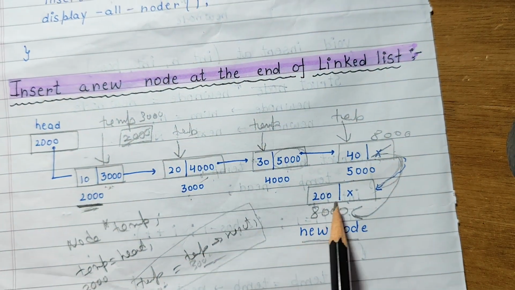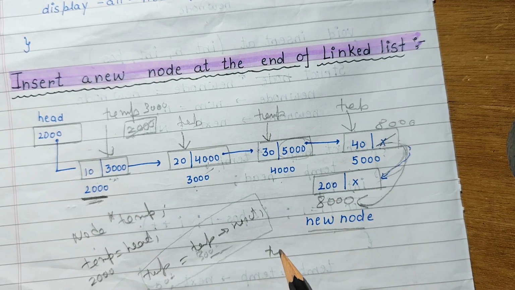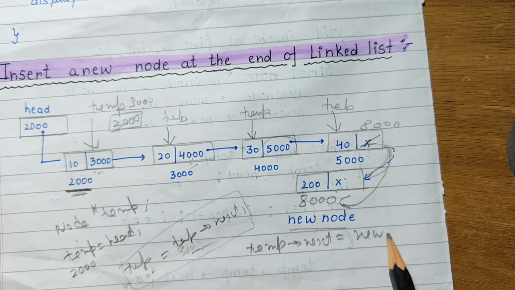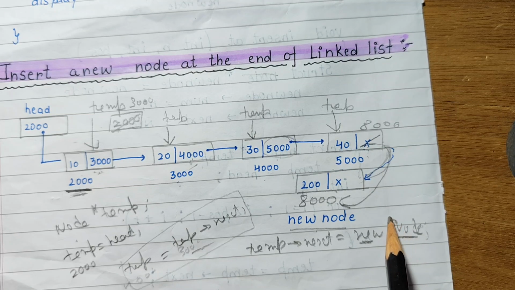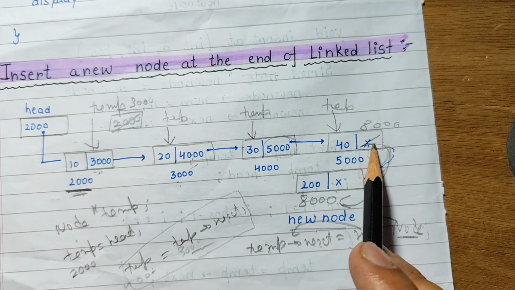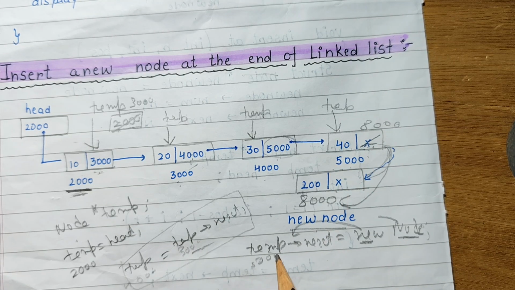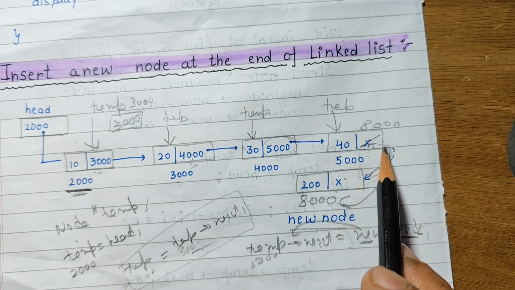Now if you check here graphically, temp of next we have 8000, because we write the condition temp of next is equal to new node. The compiler allocates the memory to this node using this new operator, and the new operator returns the starting address to the temp of next. Temp of next means 5000 of next, because the last value of temp is 5000. Now 5000 of next becomes 8000. So that's why this connection will be created.